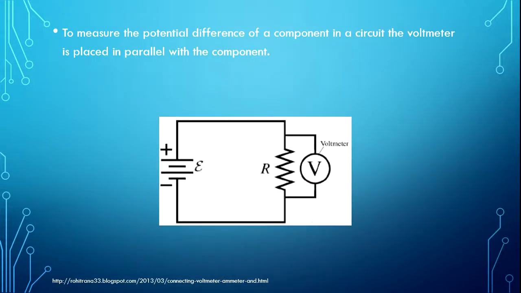Finally, to measure the potential difference of a component in a circuit, the voltmeter must be placed in parallel with the component. Why? Because objects in parallel experience the same potential difference.